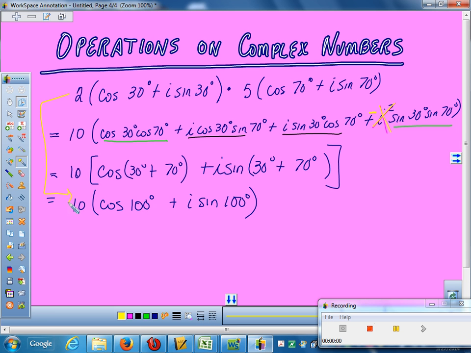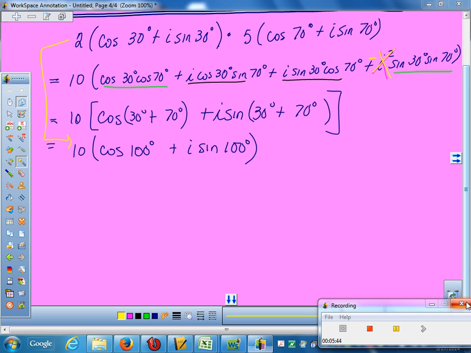That 10 cos, yeah, if they want you to do it in polar form. All you have to do is multiply the R's, add the angles, and you're done. You don't have to do all that work. Wow. See, that's better news.